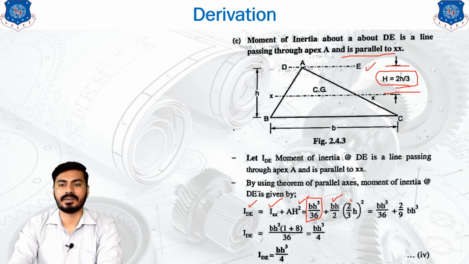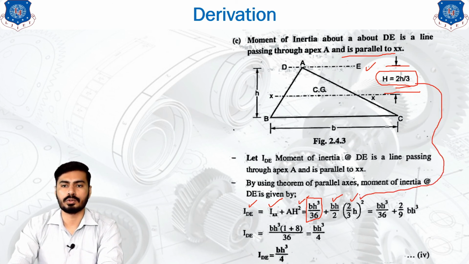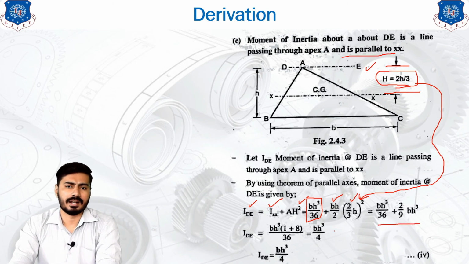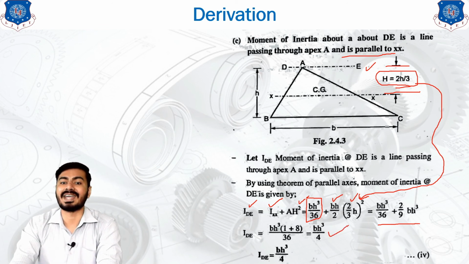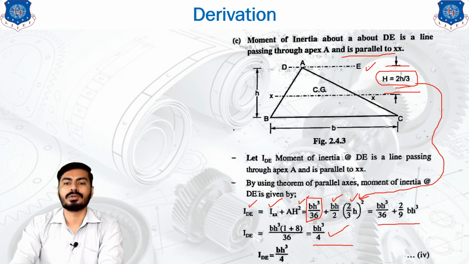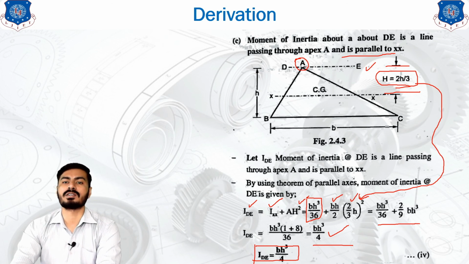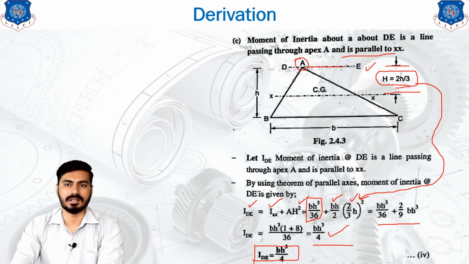We have the h value that we have already seen over here. So if you put all these values in this equation and simplify by taking the LCM, you will get the answer as bh cube by 4. So this is the moment of inertia about an axis passing through the apex of the triangle, and the apex of the triangle is A, and the axis passing through this A is nothing but DE.